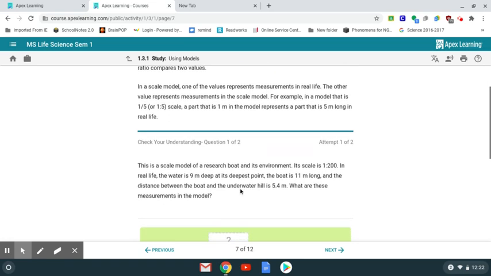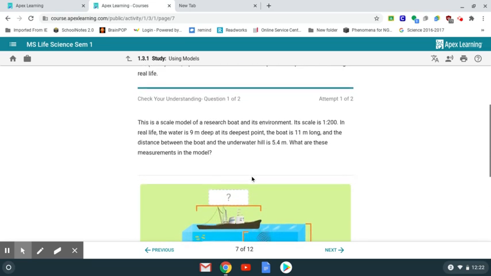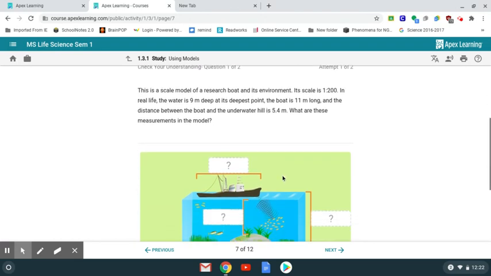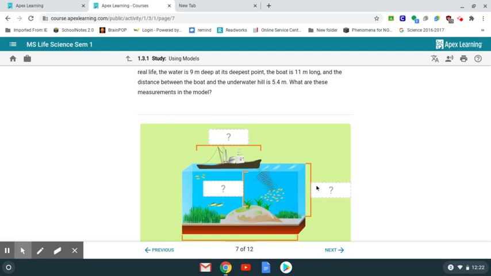This one says this is a scale model of a research boat and its environment. Its scale is 1 to 200. So that means everything is 200 times smaller than in real life. Okay, let me find my calculator. The water is 9 meters deep at its deepest point, so that's this one over here on the side. It's going to be 9 meters all the way down. The boat is 11 meters long, and the distance between the boat and the underwater hill is 5.4 meters.